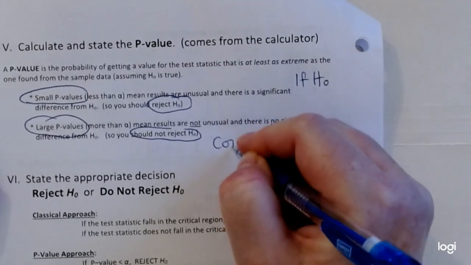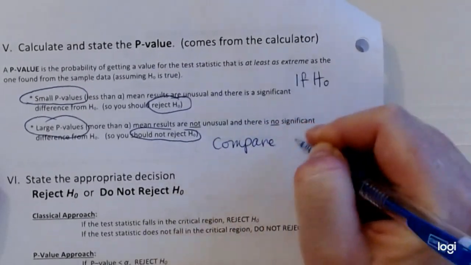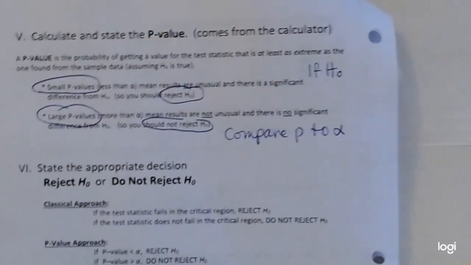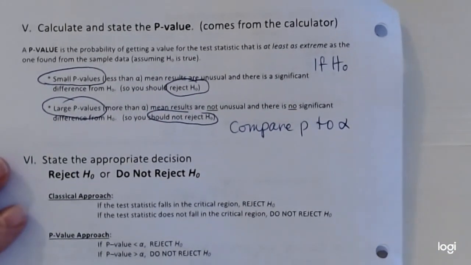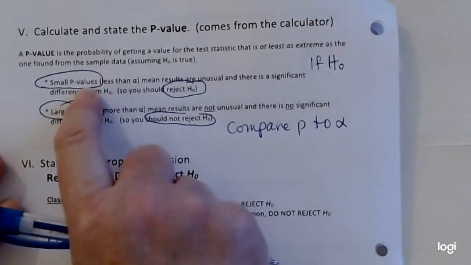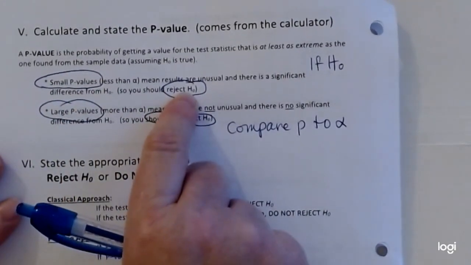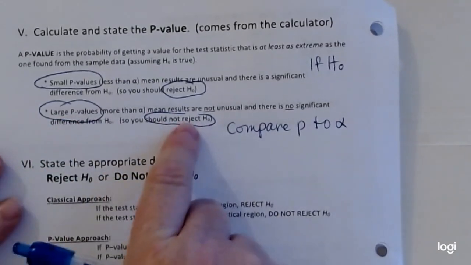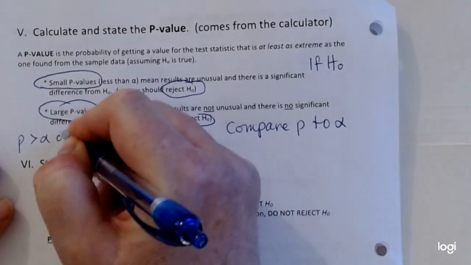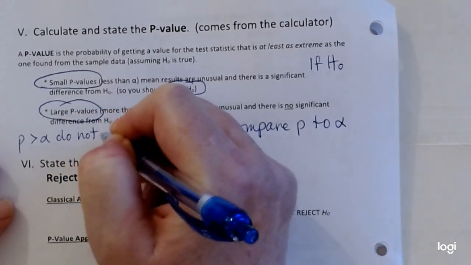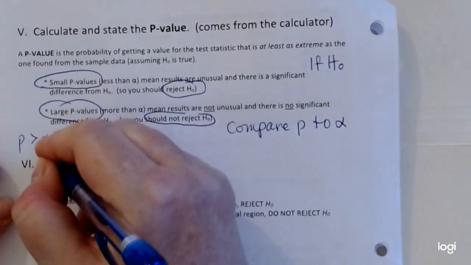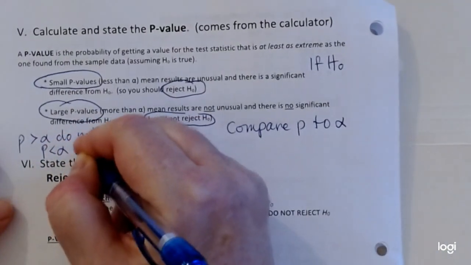We compare p to alpha, because alpha is the value that we've set for unusual. And anything that is less than alpha, if p is smaller than alpha, we reject. If p is larger than alpha, we do not reject. So p is greater than alpha, do not reject. P is less than alpha, we reject.